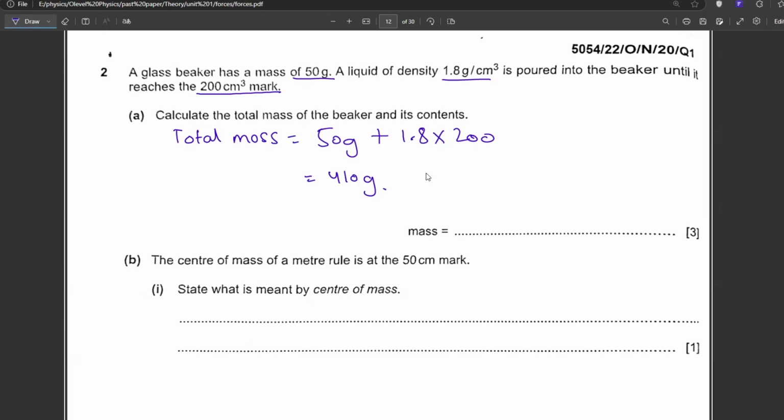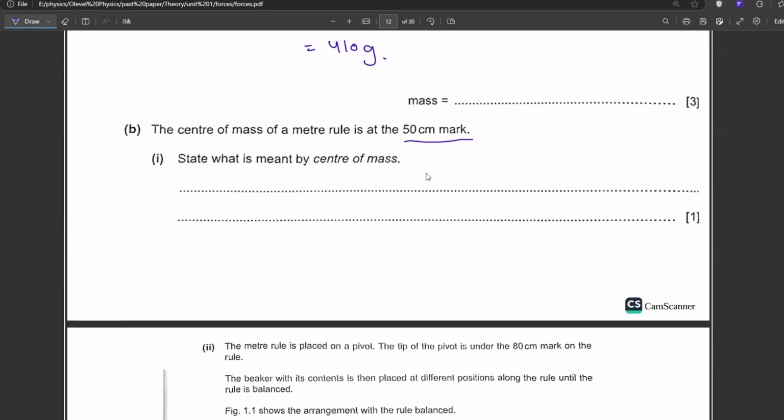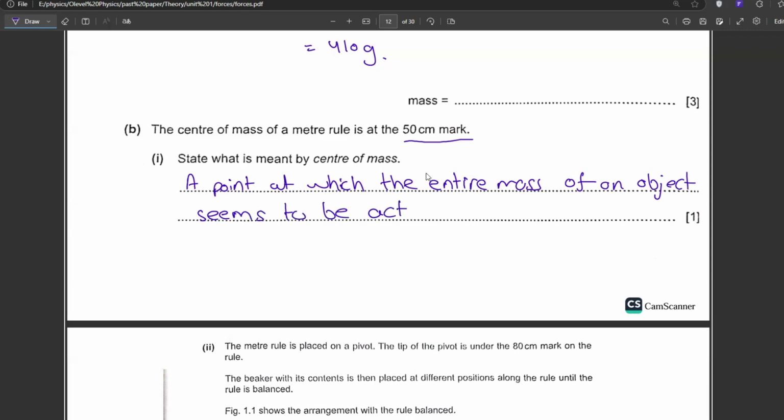The center of mass of a meter rule is at the 50 cm mark. Okay, what is meant by center of mass? A point at which the entire mass of an object seems to be acting. Seems to be acting. Simple as that.